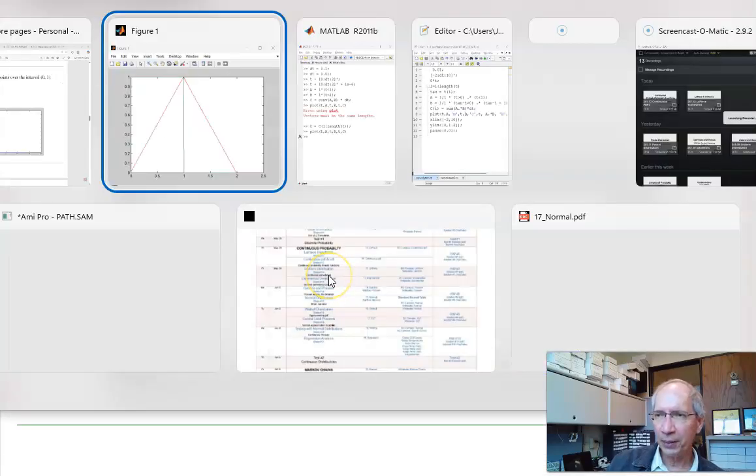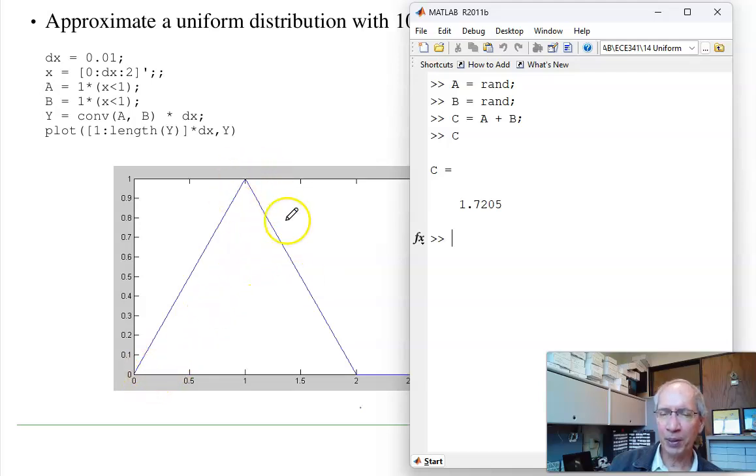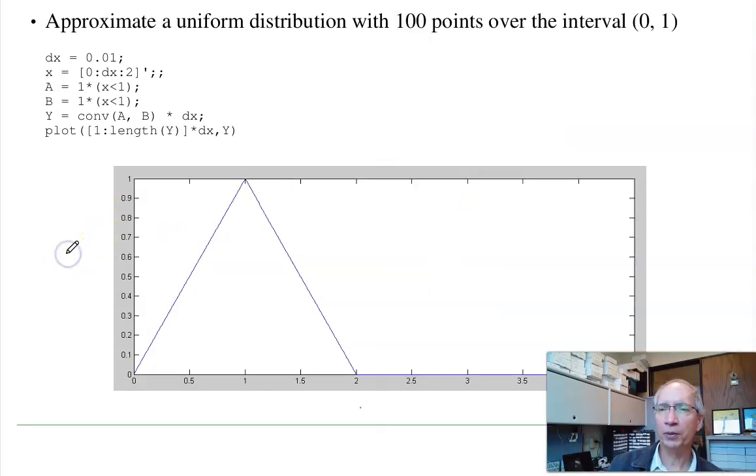That's also equal to, in MATLAB, let's say A is rand, B is rand, C is A plus B. This is the PDF of C. When I do that, most of the time I'll be right around 1. I could get a number up to 2, could get a number close to 0, but not very likely. So doing a whole bunch of these, you see the answer is always between 0 and 2, close to 1. That is the sum of two uniform distributions.